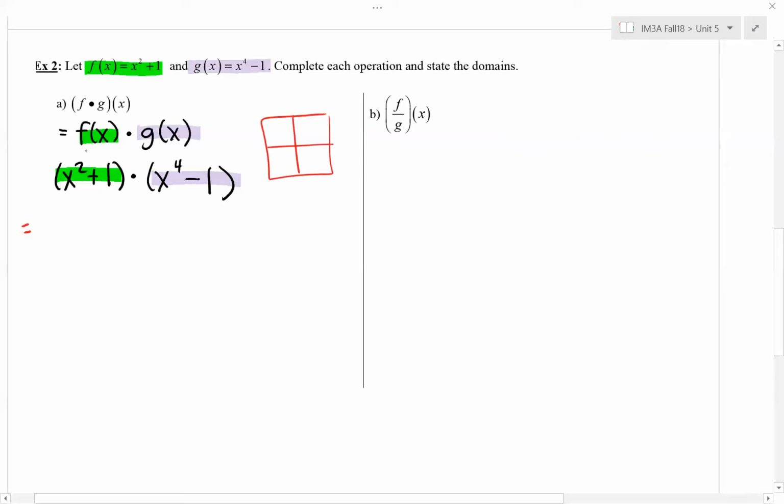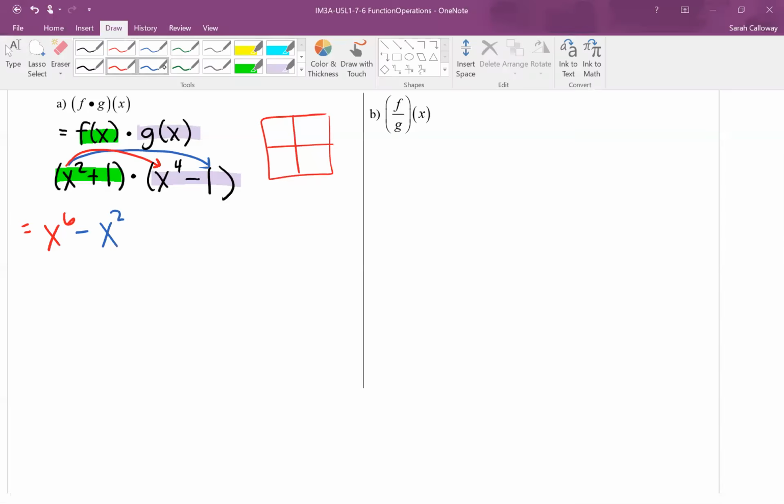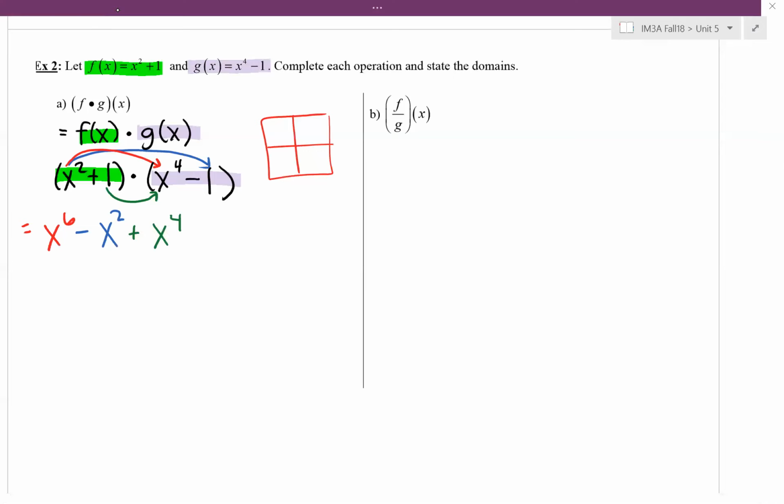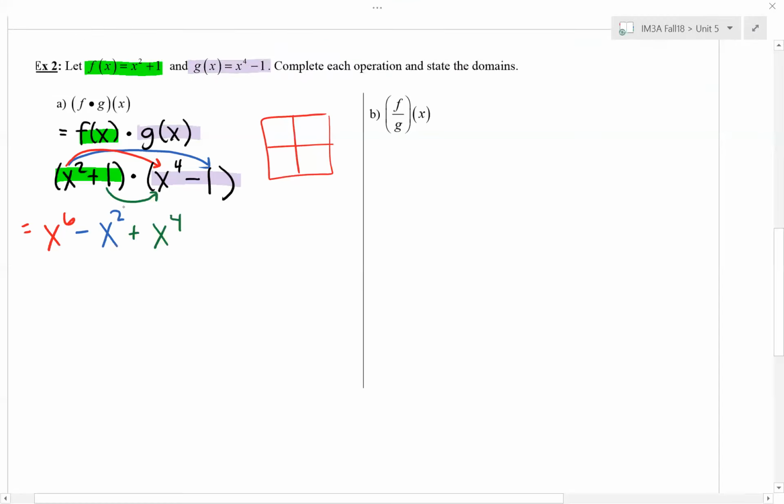So I'm going to multiply x squared times x to the 4th, and that's going to give us x to the 6th. So remember, we're adding our exponents, not multiplying them together when we do this. Then x squared times negative 1 is going to give us negative x squared. Next, we're going to multiply 1 times x to the 4th, so plus x to the 4th. And then last, we're going to multiply 1 times negative 1, which also gives us negative 1.